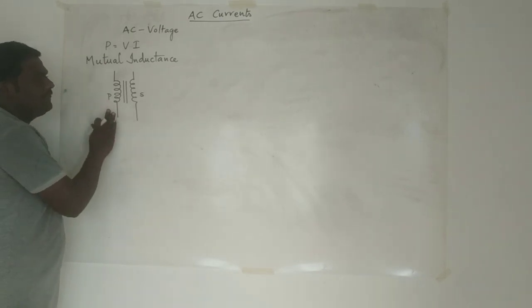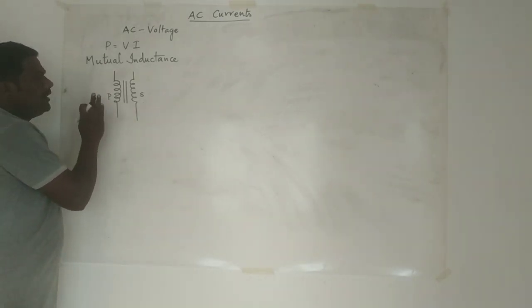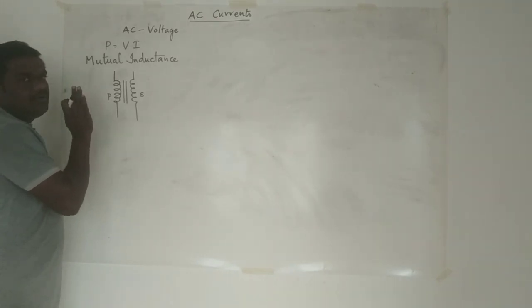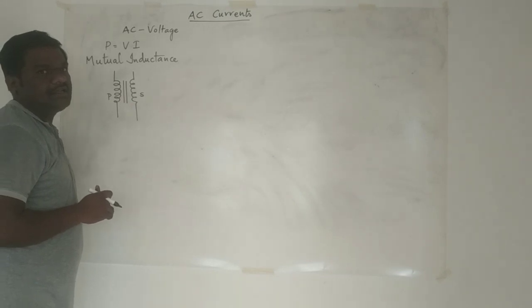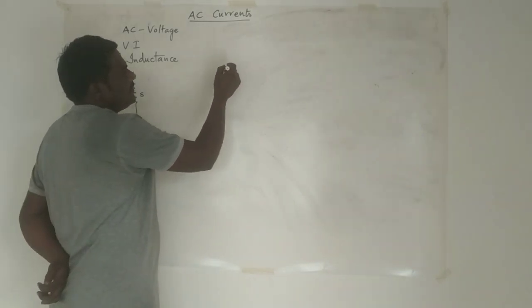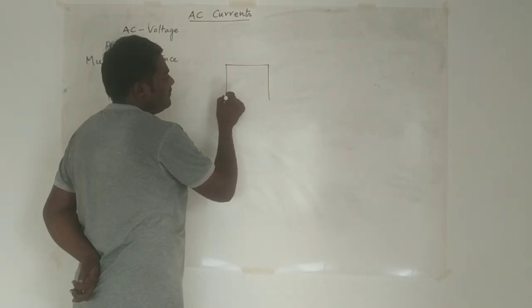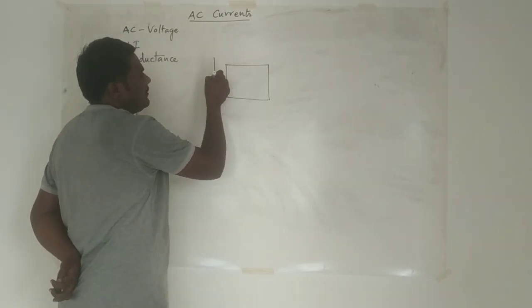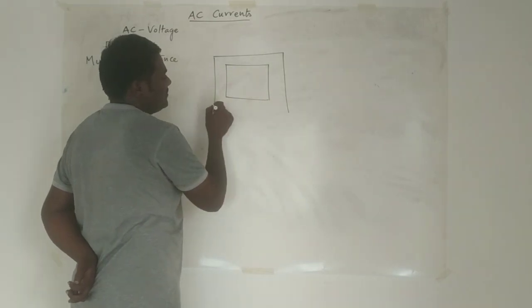Now, what is the symbol of a transformer? This is the symbol. Now, in this, how will mutual inductance work? For that, let us start with the construction of the transformer. See, I am drawing here only the basic block diagram. It's not the actual diagram.